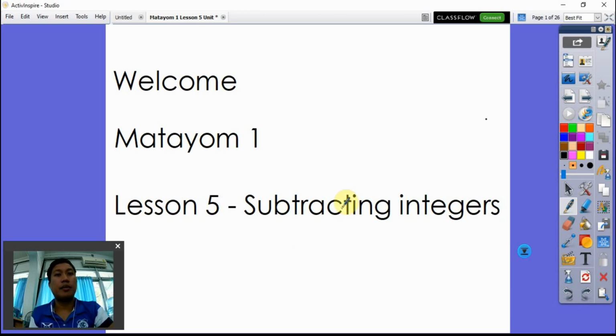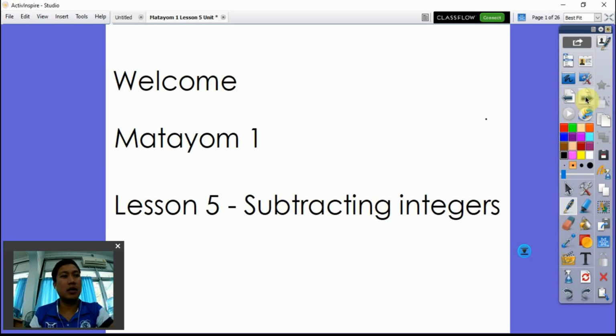Today we're going to learn about subtracting integers. Last week we learned about adding integers with different signs. So today we're going to continue our lesson with integers.